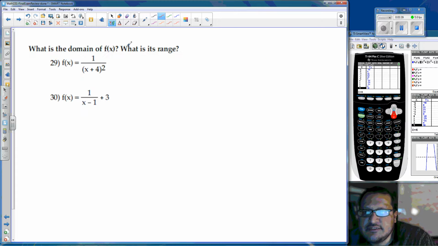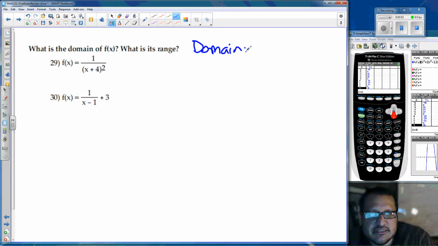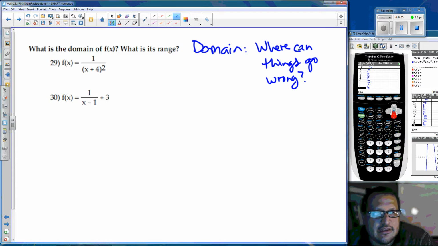Okay. What is the domain and what is the range? So the domain: usually the question is, where can things go wrong? And wherever it goes wrong, you just exclude those points from the real number line. So there's two cases in this class. For rational functions, when you have fractions, it's division by 0.